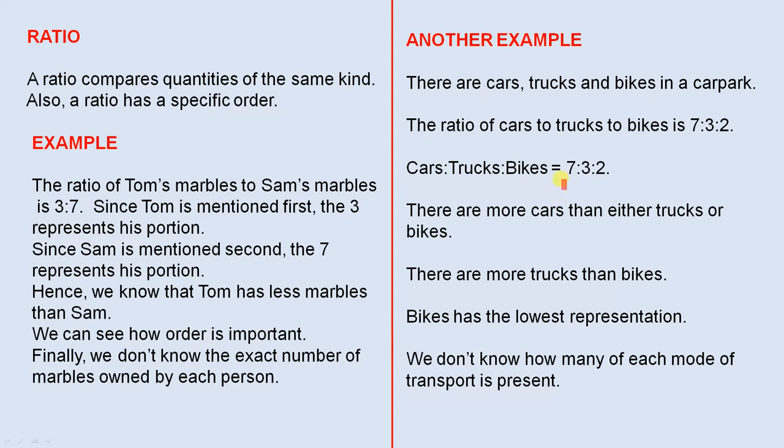We can see then from this information there are more cars than either trucks or bikes, because the 7 represents the cars, but the trucks is only 3 and the bikes is 2. There are more trucks than bikes, because the trucks has 3 parts and the bikes only has 2. Bikes has the lowest representation, because that's only 2. We don't know how many of each mode of transport is present.